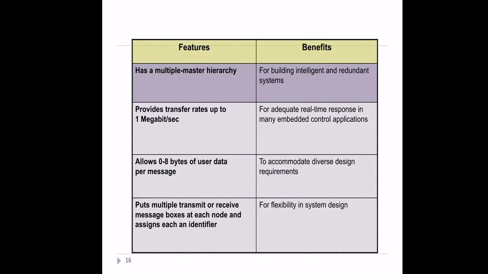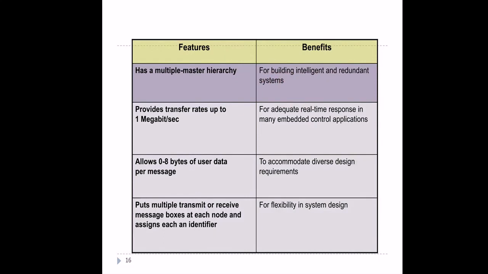Here, the feature: CAN has a multiple master hierarchy, that is for building an intelligent and protecting system. So these are all the things that you have to know, and you can explain to others. You can even use these concepts from an interview perspective. So the question will be how the CAN multi-master brings the protocol's efficiency. The answer is for building an intelligent and redundant system. This is why the multi-master concept has been brought into the picture.